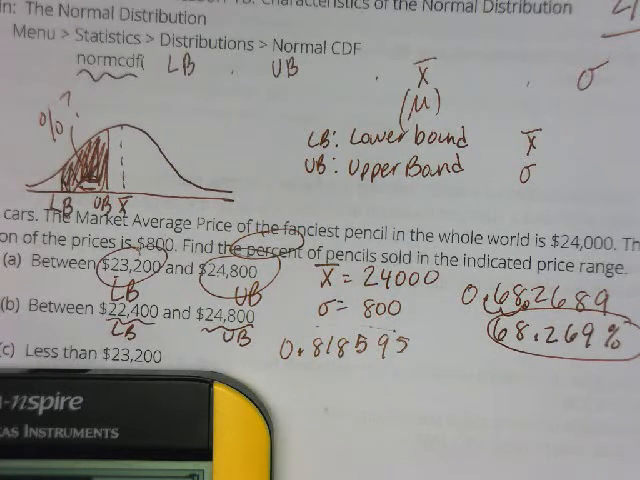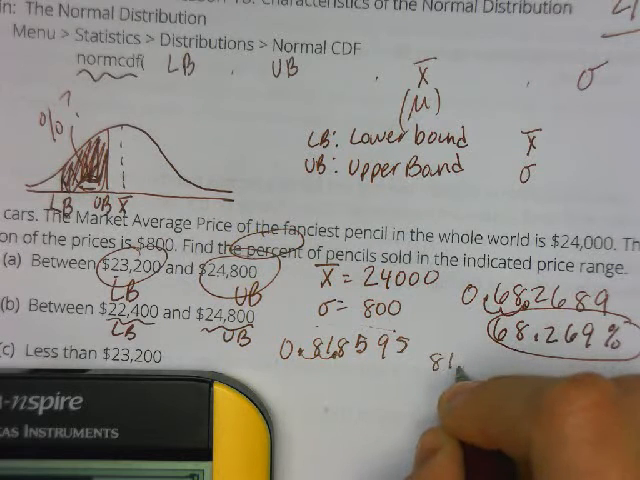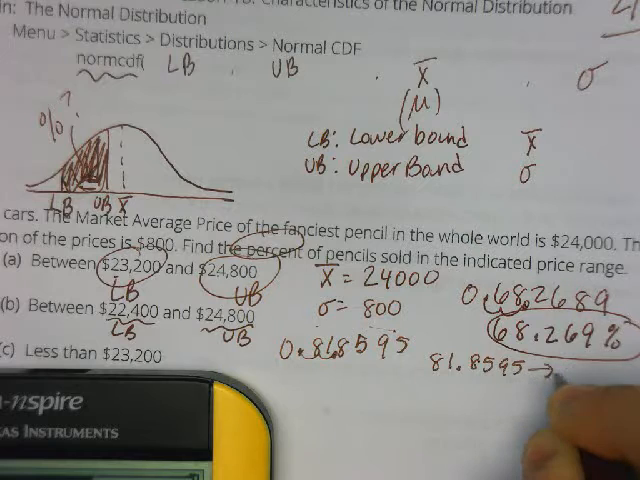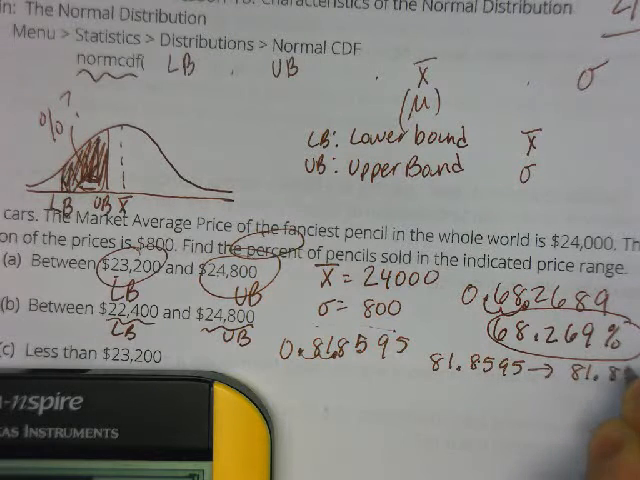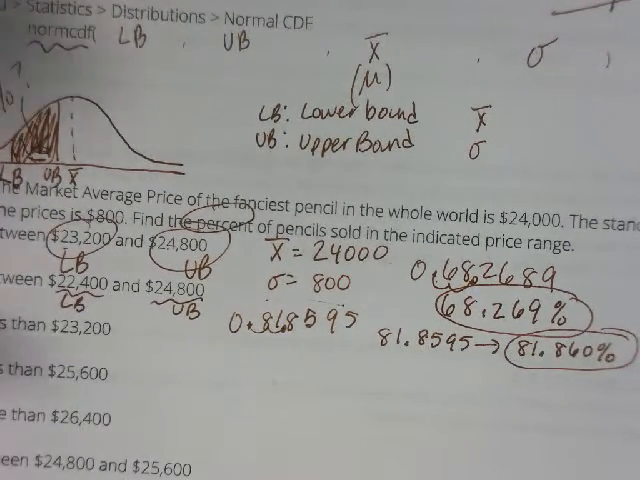0.818595. So let me move this 2 decimals to the right. 81.8595, that rounds to 81.860%. And that's your answer for part B.